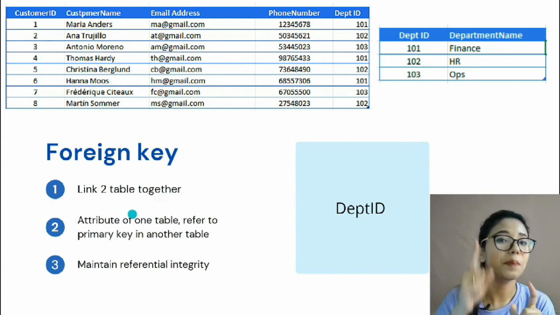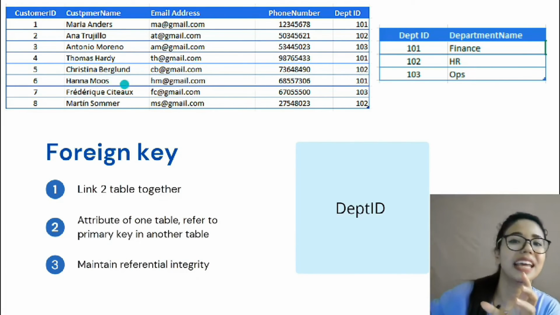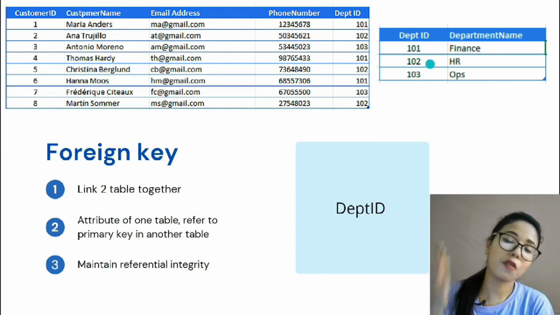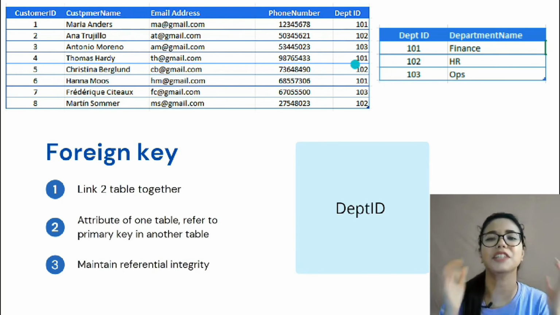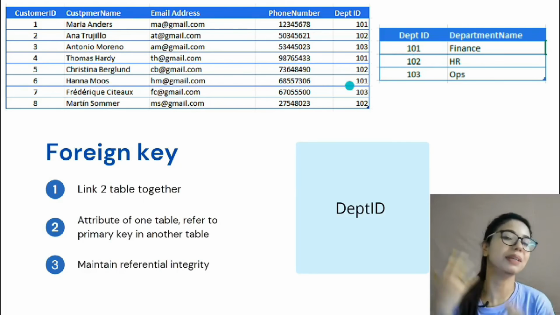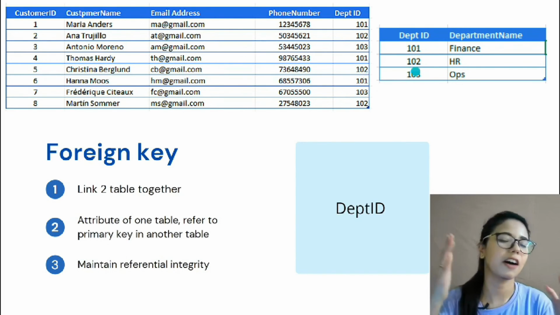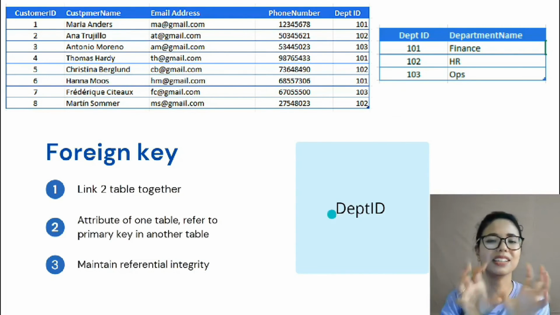And a foreign key should be a primary key of another table. I cannot take customer name over here and call it a foreign key. A foreign key has to be a primary key of another table. So this is the difference between a foreign key and other keys. It links the tables and maintains the referential integrity of the tables. So it's as simple as that. Here department ID is a primary key of my department table and it is a foreign key of this table, and it is linking both tables together.